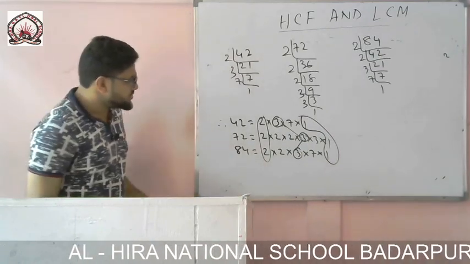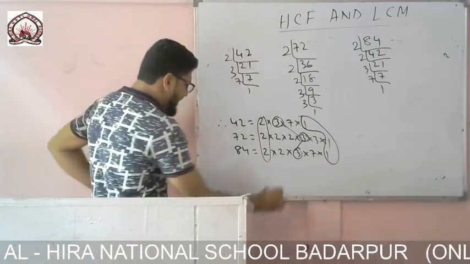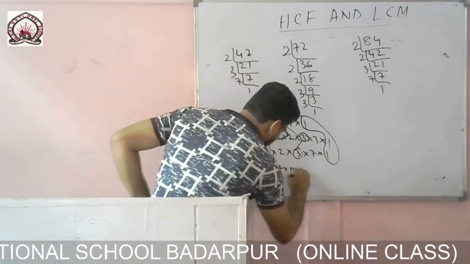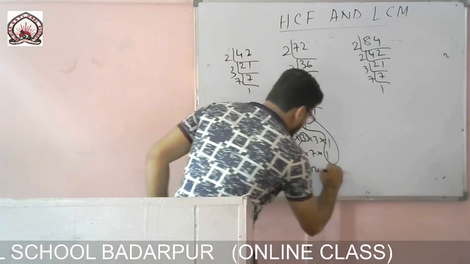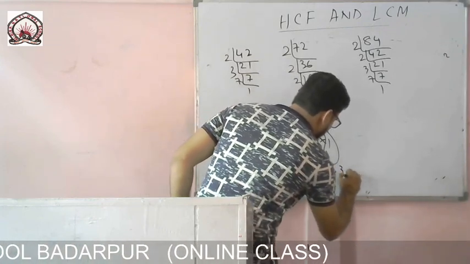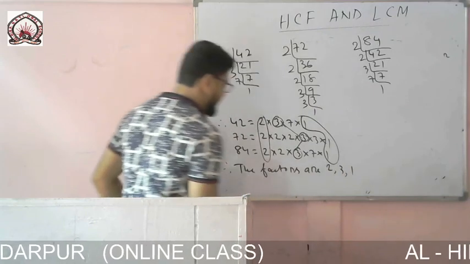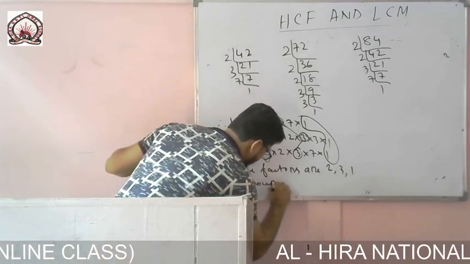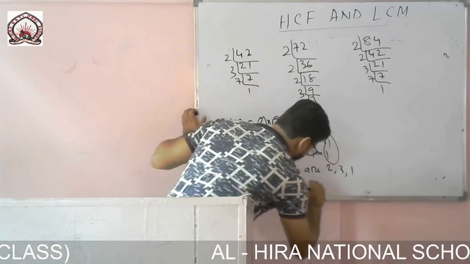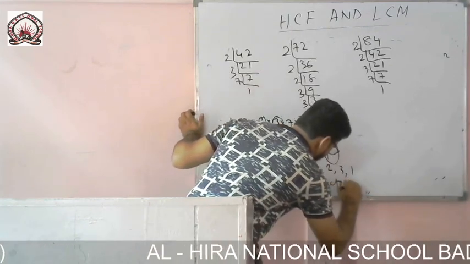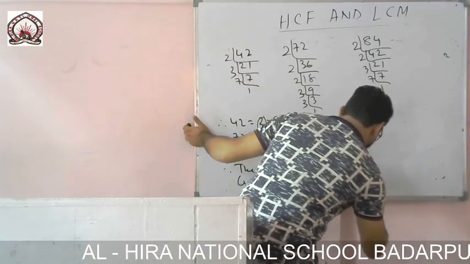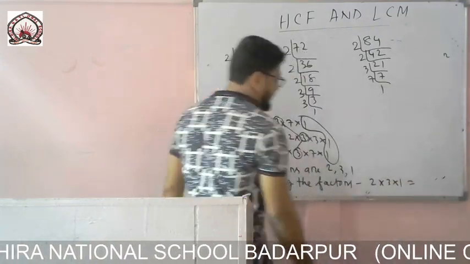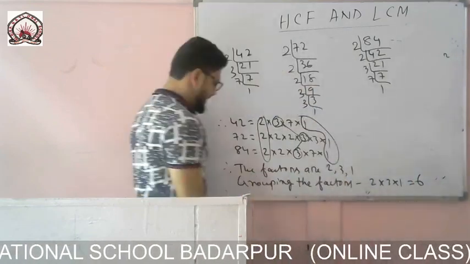Okay. So what you got? Therefore the common factors are 2, 3, 3, 1. Now grouping the factors: 2 into 3 into 1. We get 2 3s are 6. Okay. Now write.